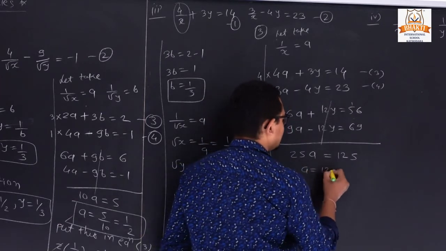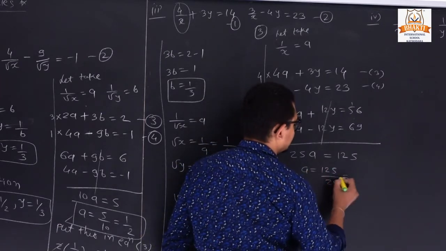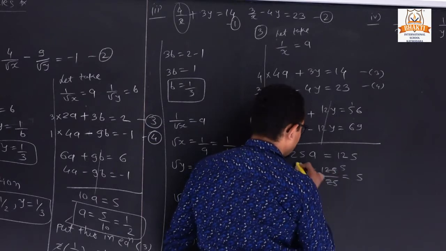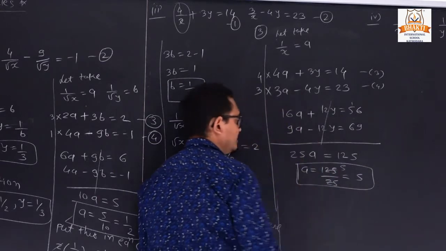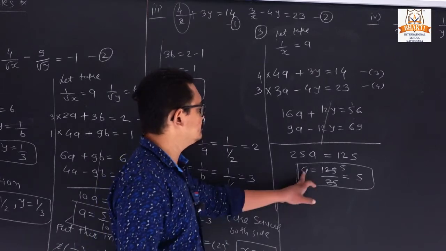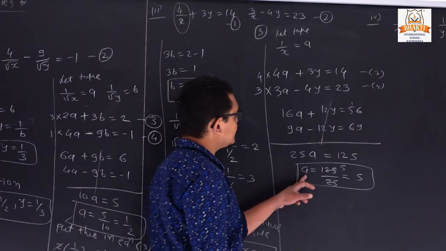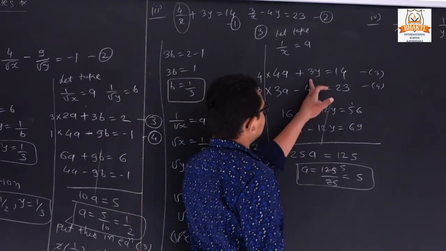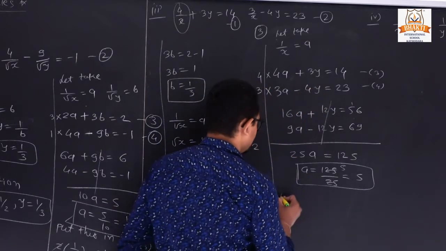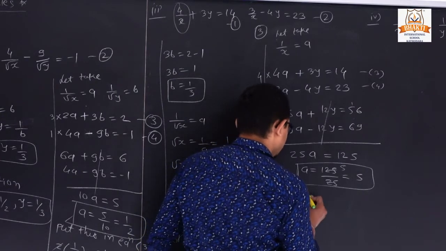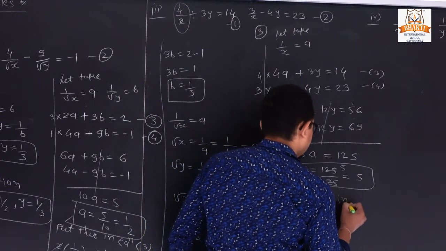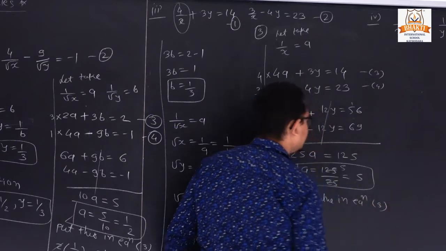So a is equal to 125 divided by 25. So 25 5s are. So what is our answer? A is equal to 1 by, sorry, it is only 5. Now we will put this value of a in either 3 or 4. So put this value in equation number 3.